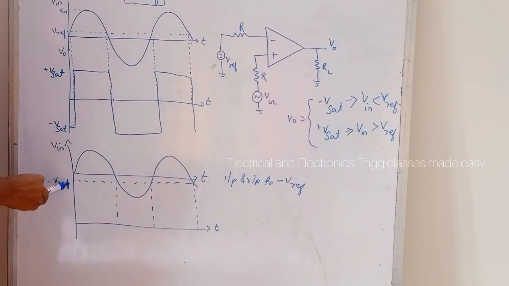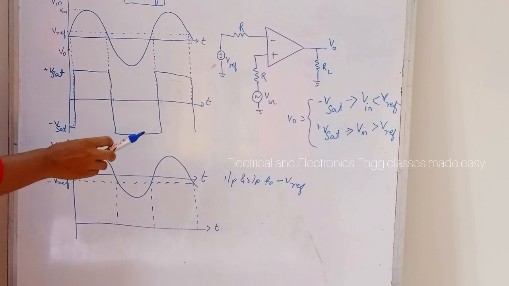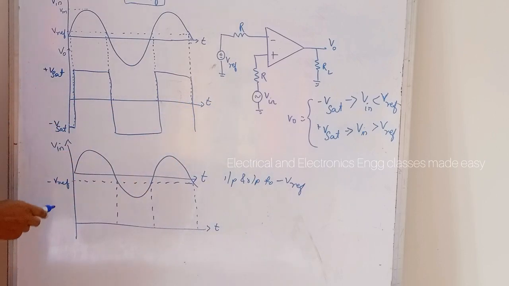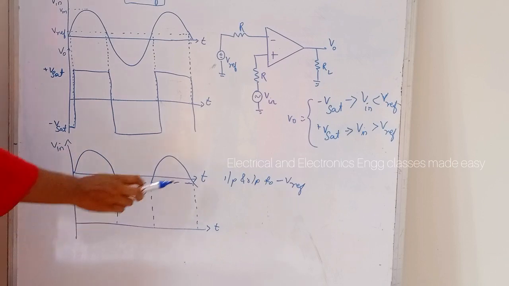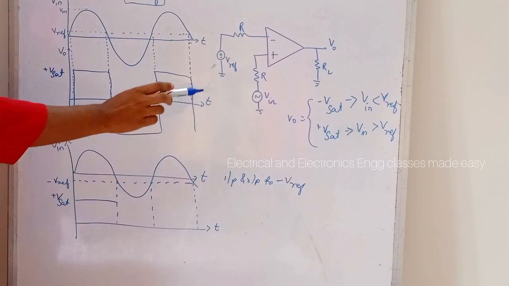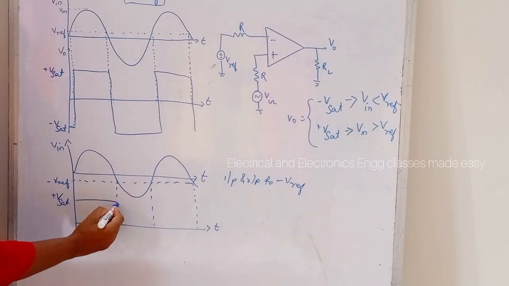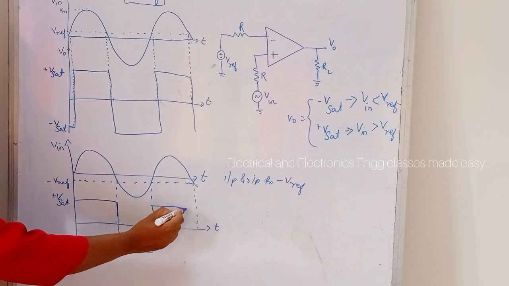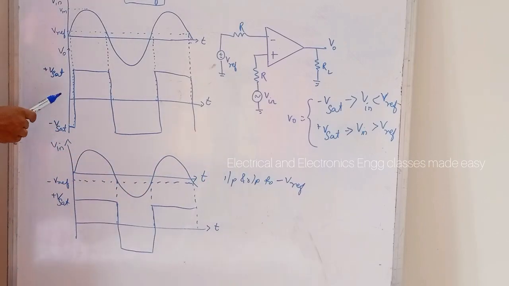So this is the input and output for a negative reference voltage. If the reference voltage is negative, then what happens? Minus V sat when V in is less than V reference, and positive V sat when V in is greater than V reference. So this is V reference, and here this is V in, which is greater than V reference, so it is positive saturation up to this point. And when V in is less than V reference, it will be minus V sat up to this point, then again positive V sat. So this is the case for negative reference voltage, and this is for the positive reference voltage.